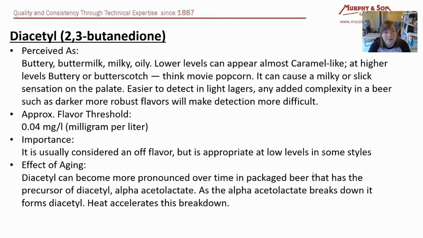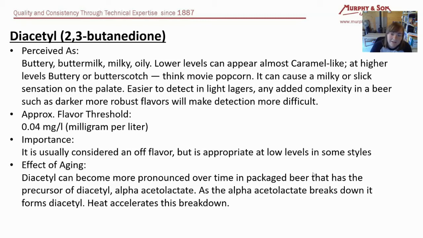So another issue is diacetyl. So I just wanted to refresh people as to what it is. It's perceived as a buttery, sort of milky, oily flavour, sort of like butterscotch. So think about movie popcorn or Werther's Originals. It can cause like a milky or slick sensation on the palate. It's easier to detect in light lagers.